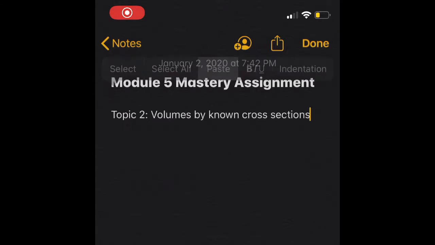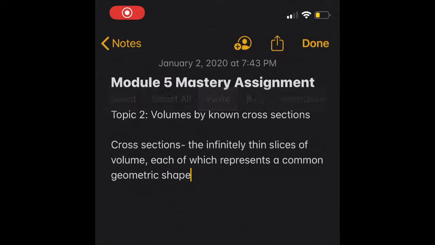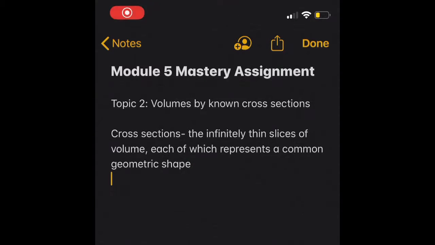My second topic is volumes by known cross-sections. Cross-sections are the infinitely thin slices of volume, each of which represents a common geometric shape. Volume is the amount of space an object takes up.